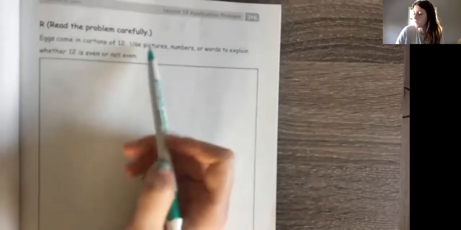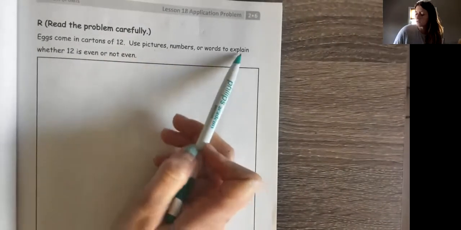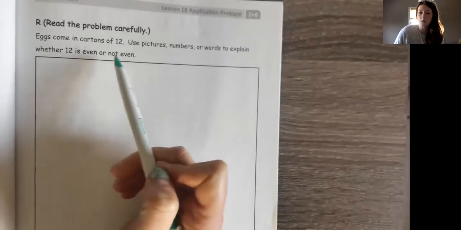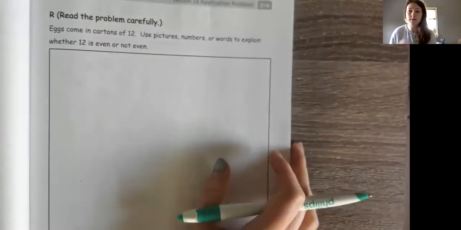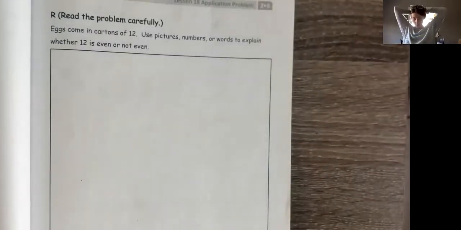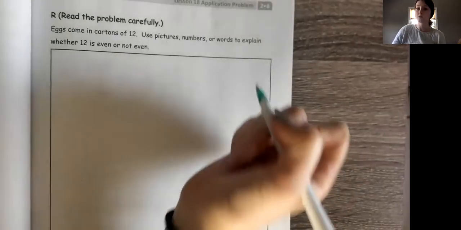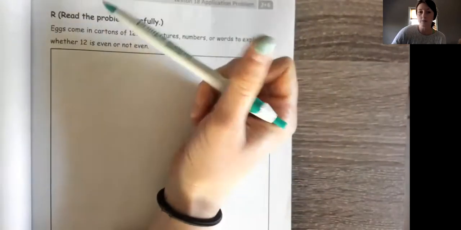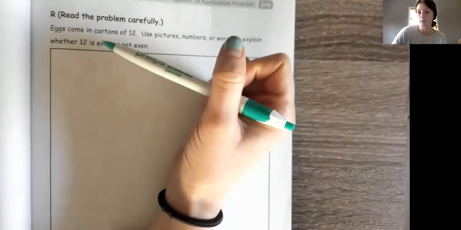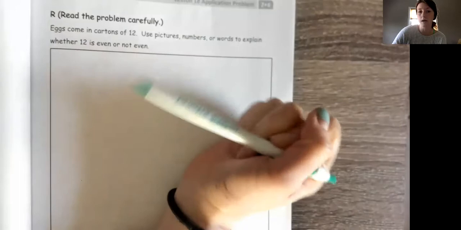So the problem for today says eggs come in cartons of 12. Use pictures, numbers, or words to explain whether 12 is even or not even. Now, last week in math, we were talking a lot about even numbers and how we can talk about doubles. So for today's work, what we're going to do first is draw a picture to help ourselves figure out whether 12 is even or not even.